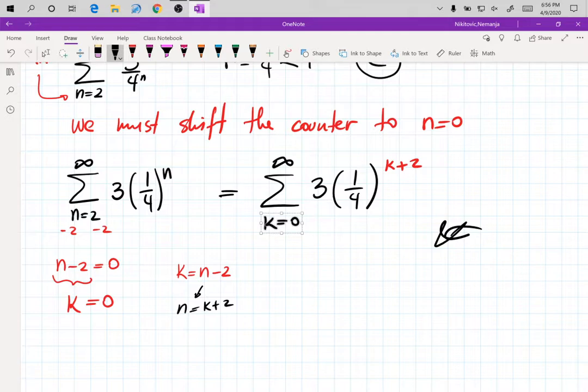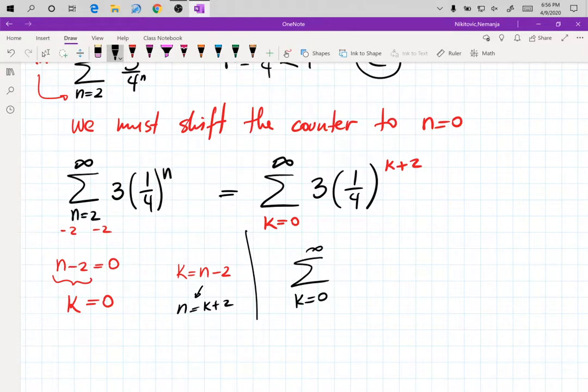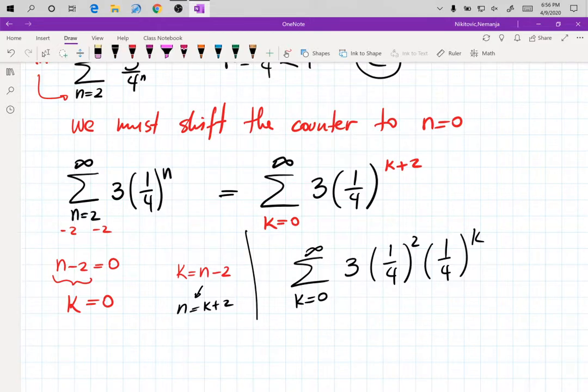I want this to be red so it stands out. Good, there we go. All right, so we used substitution to create this series. Now I want it black, it's red, it's just all over the place. So now I just need to work with this and I'm done. So summation k goes from 0 to infinity 3 times, and now I have 1/4 squared and then 1/4 to the k. Remember, I am not supposed to have anything other than just n or a k there.